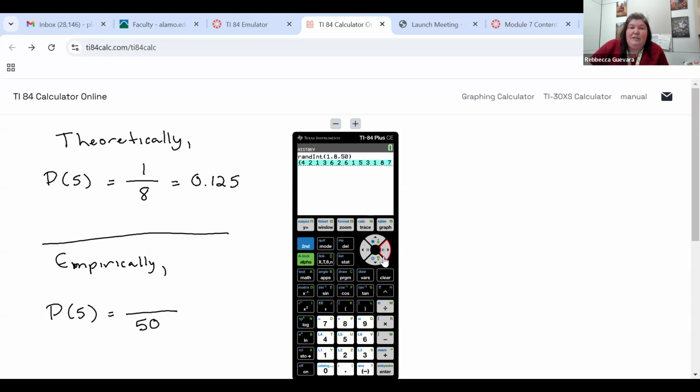There is my whole list of numbers here. Because I want to see them, I'm going to go to second, and I'm going to put in that answer. I'm going to go to store, and I'm going to put them in my first list. So second, 1 to get an L1.